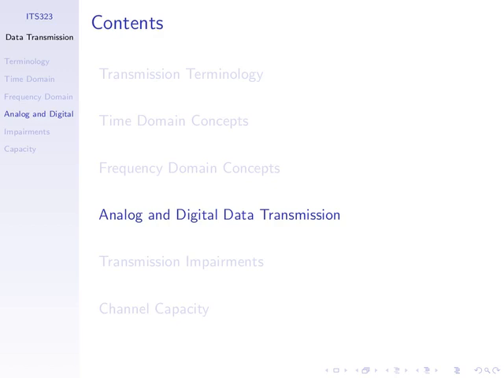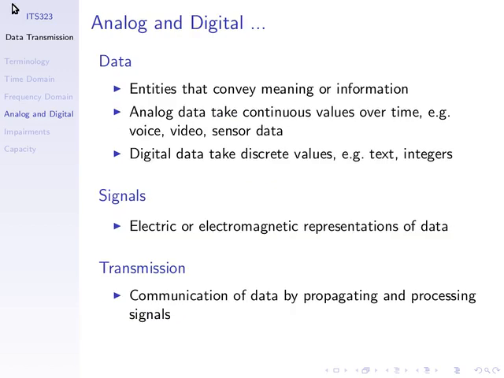Let's talk a little bit more about the types of data that we may be transmitting and how we can transmit that. So you know the difference between analog and digital. We've talked about that before. We can talk about analog and digital data, analog and digital signals, and analog and digital transmission. There's a difference between them.